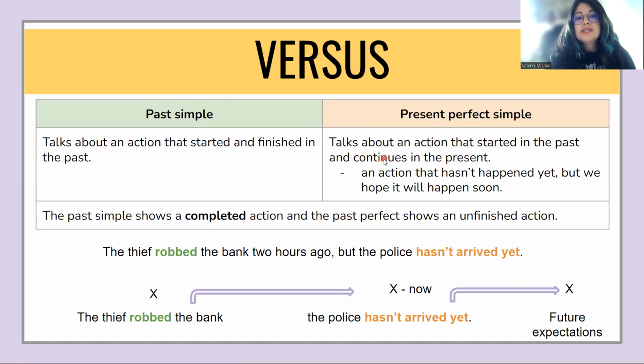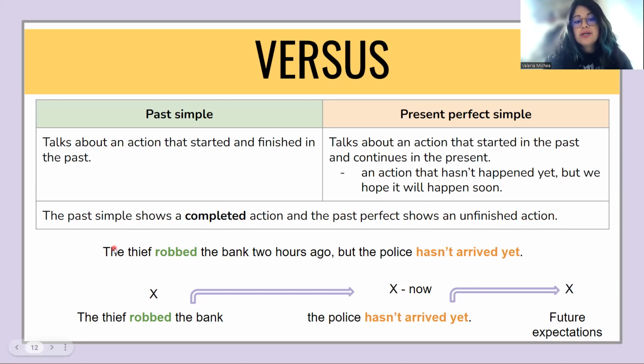Also, last class, we learned a new use of the present perfect simple. And it is an action that hasn't happened yet, but we hope it will happen soon. So it's an action that is open. It's not completed in the past, it's open, and it could be completed in the future. That's the idea. So the past simple shows a completed action, and the present perfect shows an unfinished action. It's not over, it's not completed yet.